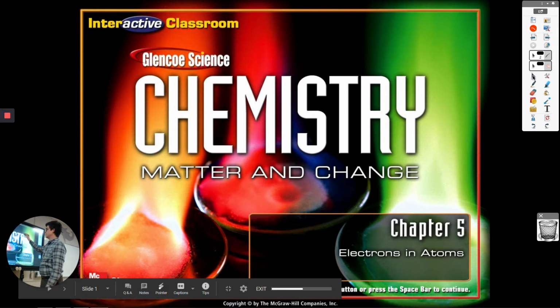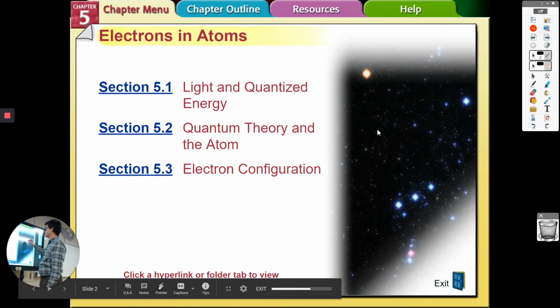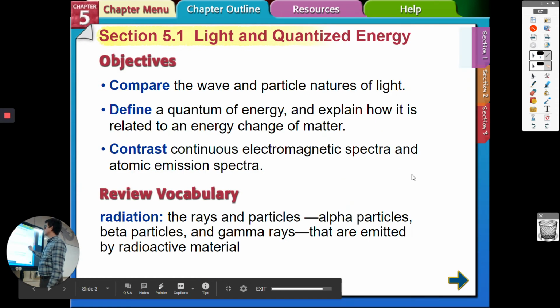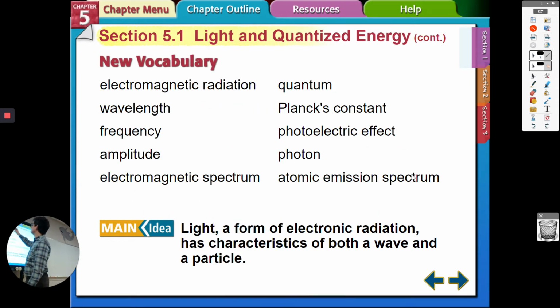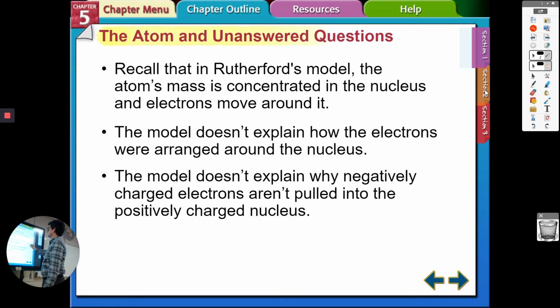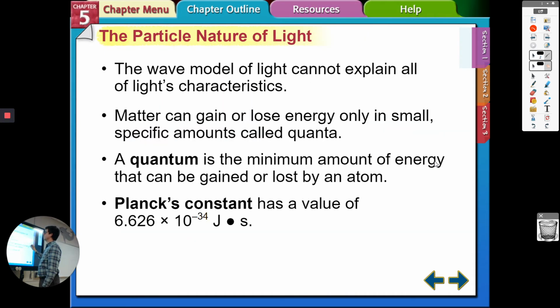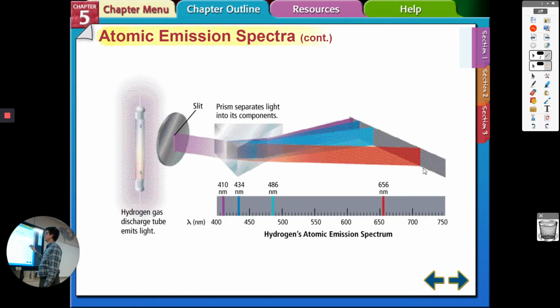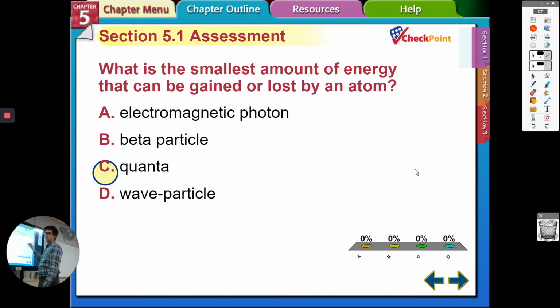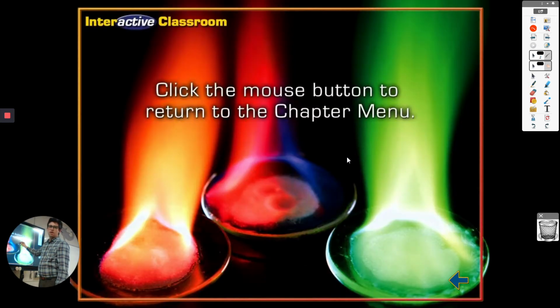Moving on to the next one. Chemistry, matter and change. We're talking today about section 2. We already know all this stuff, which is why we're moving beyond this. There's our math that we just did. You can find these on your Google Classroom.